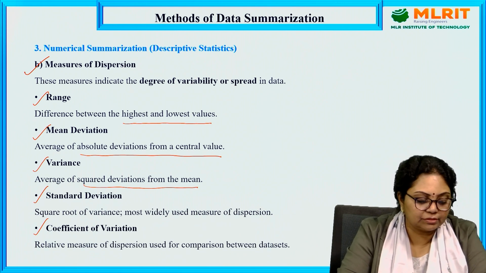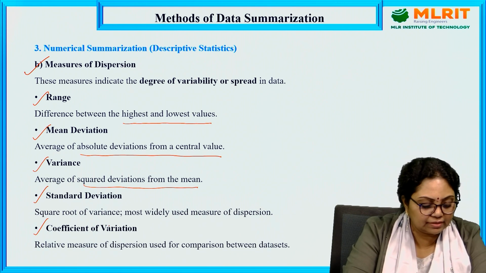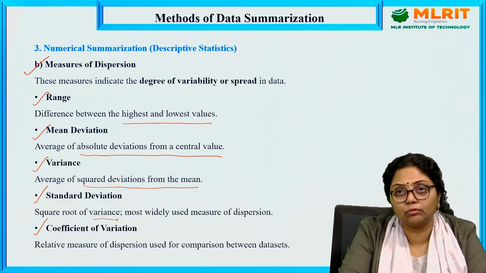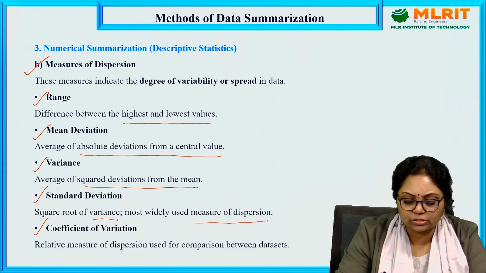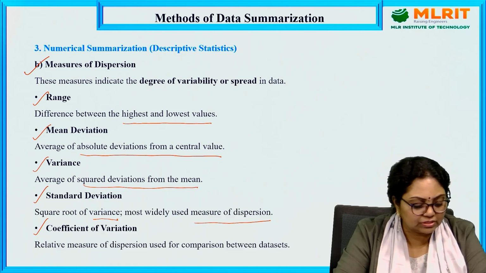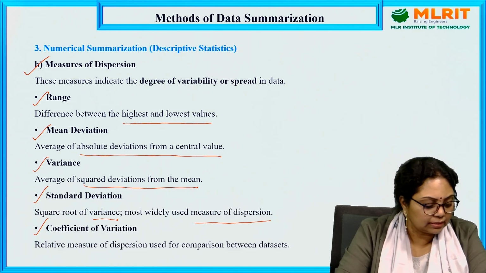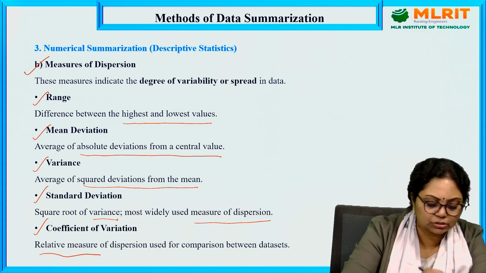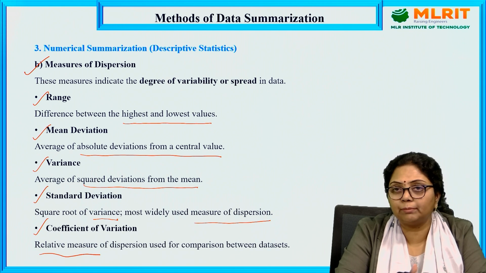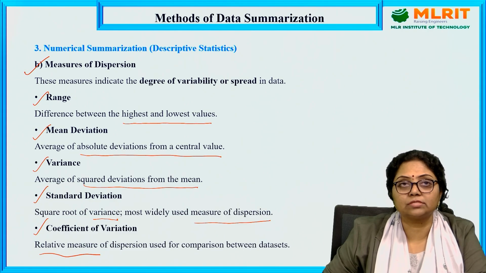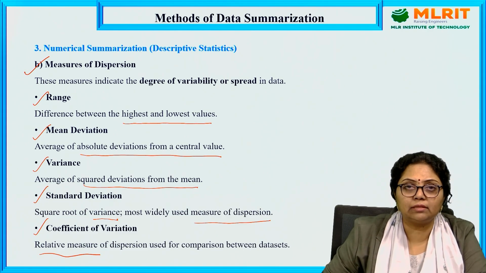Now standard deviation. The square root of the variance is the standard deviation, and it is the most popularly used measure of dispersion. In most cases, whenever we measure dispersion, we generally use standard deviation. And the last one is the coefficient of variation, where we measure the relative dispersion. Suppose we want to compare data sets, then we can go with the coefficient of variation. So this is all about the second variety, measures of dispersion under numerical summarization.